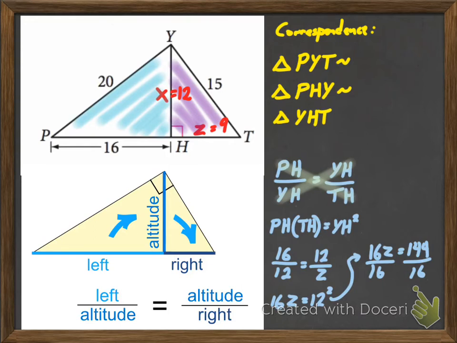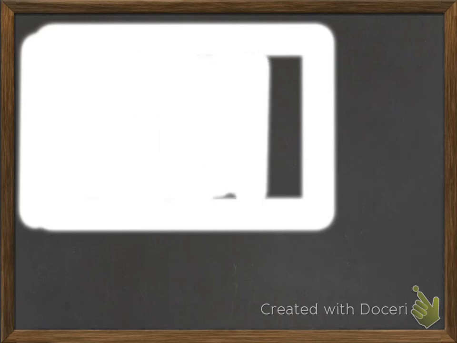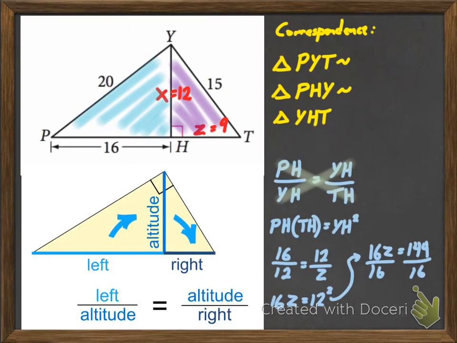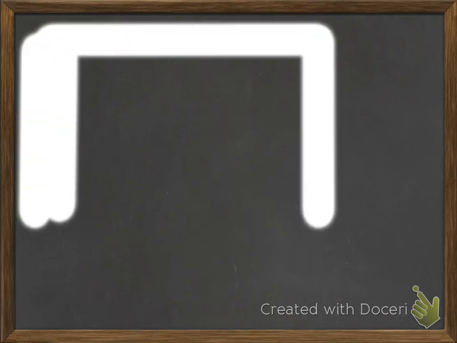So I can use that, or I can go ahead and cross multiply. So it's just 16 over 12 equals 12 over Z. So if I cross multiply that, what do I get? I get 16 times Z equals 12 times 12, which is 12 squared, right? So that's basically what I did here. So I could either use this one or this one. So 16Z divided by 16 is 1Z. 144 divided by 16 is 9. So let's look at one more example.